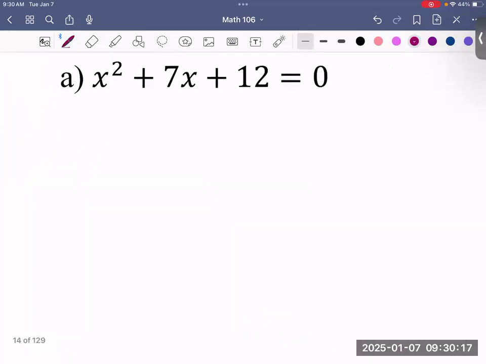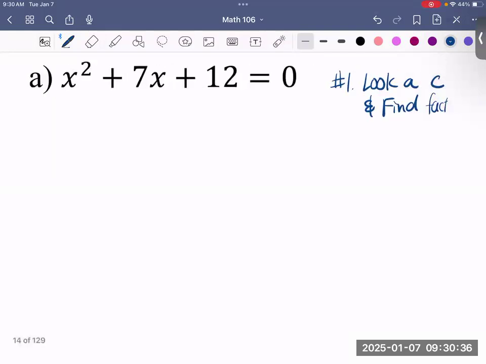So do we have simple factoring? Well, your leading coefficient here is that ghost 1a. Perfect. So in that case, what we get to do is look at C and find factors. Okay, so factors of 12, we have 1 and 12. What else do we have? We have 2 and 6. We have 3 and 4. And then we have to stop.